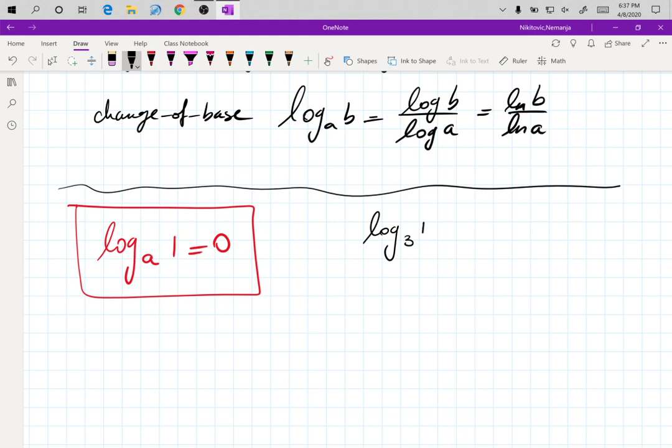So log base 3 of 1 is 0, log base 1/2 of 1 is 0, and so on. Why does that work? Well, remember what your conversion is, right? 3 is the base, 0 is the exponent, and you get 1. Well, that's 1 equals 1. Cool. 1/2 is the base, 0 is the exponent, and you get, again, 1 on the other end. So this formula makes sense. So log of any base of 1 is 0.